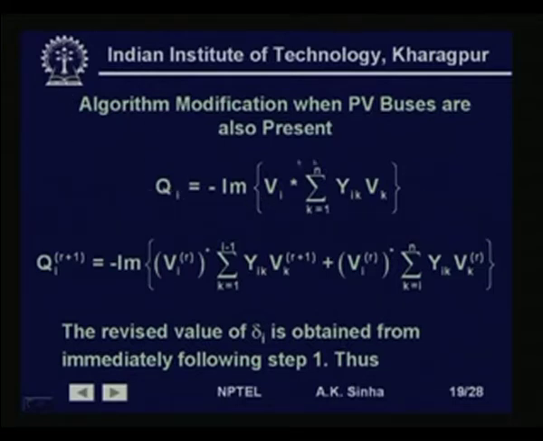So, we have got this equation. Now, we can always write the equation in terms of Q here as Q_i at (r+1)th iteration is equal to minus imaginary part of V_i at r conjugate into summation Y_ik V_k at (r+1)th iteration plus V_i at rth iteration conjugate into summation Y_ik into V_k at rth iteration.